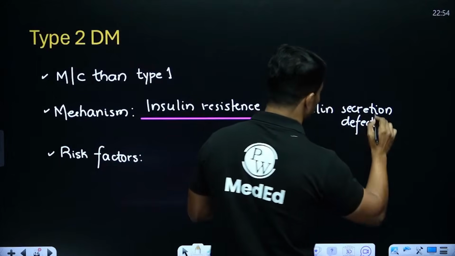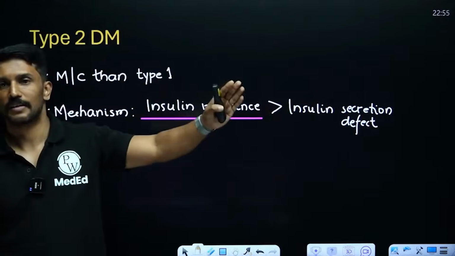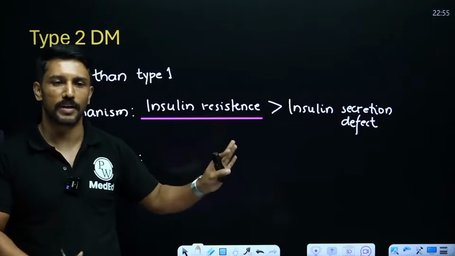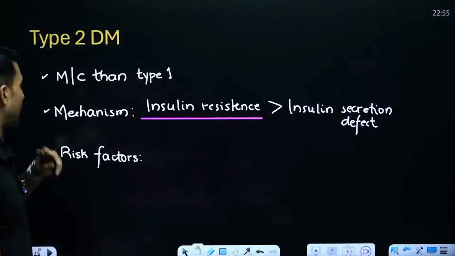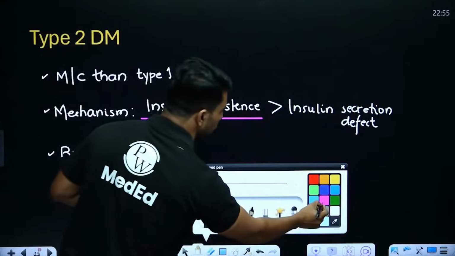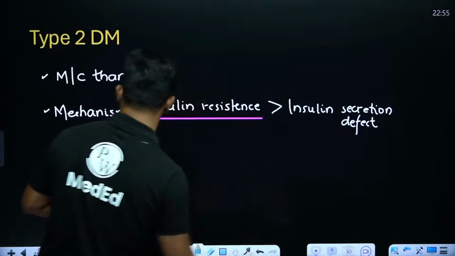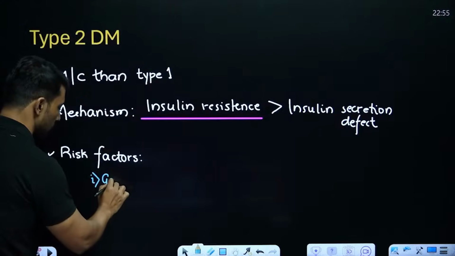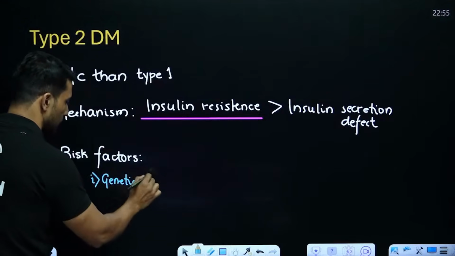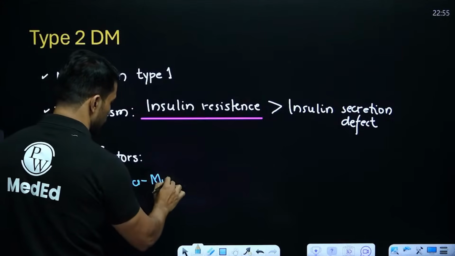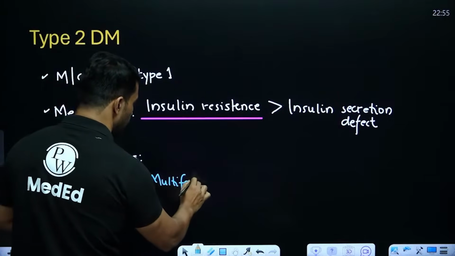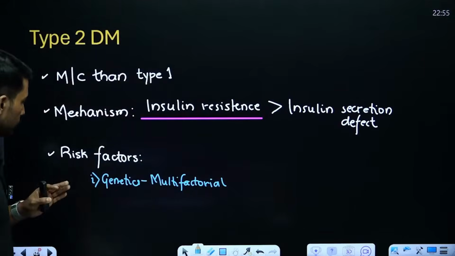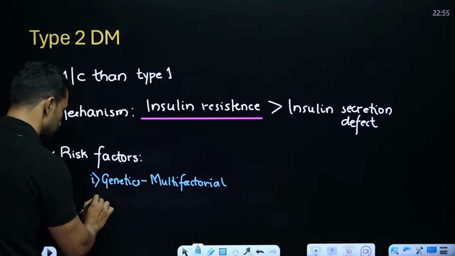So can these patients develop insulin deficiency? Yes, later in the course of the illness. But in the beginning, insulin production is normal. It is the receptor defect where insulin is failing to act. Now, what are the risk factors for someone to develop type 2 diabetes mellitus? Of course, genetics plays an important role here as well. But when it comes to genetics, it is multifactorial. I cannot pinpoint one genetic abnormality.